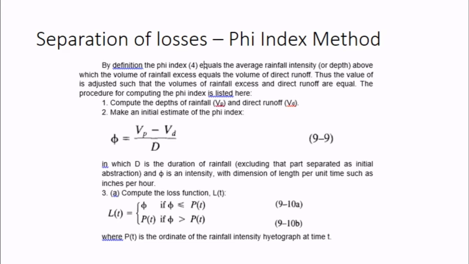Okay. So, S of T is Phi if P is less than or equal to the P of T. P of T is the ordinate of the rainfall intensity hyetograph at time T. So, if you have a hyetograph, those bar graphs. So, that is the hyetograph. That is the rainfall intensity, P sub T. Then, P sub T if Phi is greater than P sub T. So, that is the loss function.